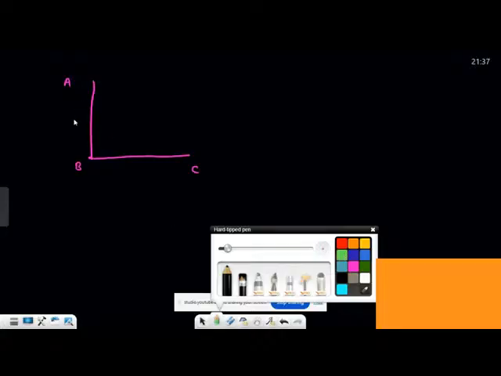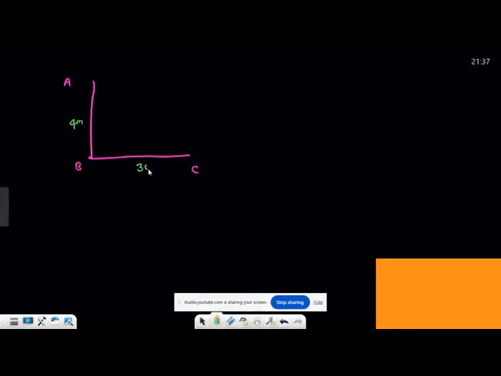Suppose here a man wants to go from point A to point B, and after reaching point B, he takes a turn at 90 degrees and goes to point C. If the length of A to B is 4 meter and B to C is 3 meter, then what is the value of distance and displacement between A to C?